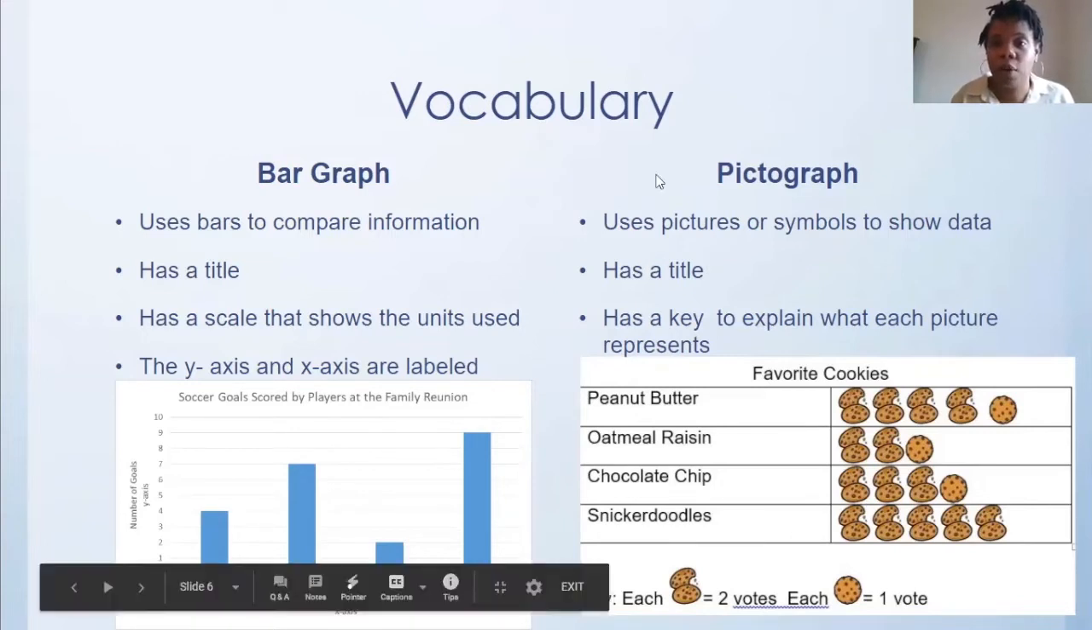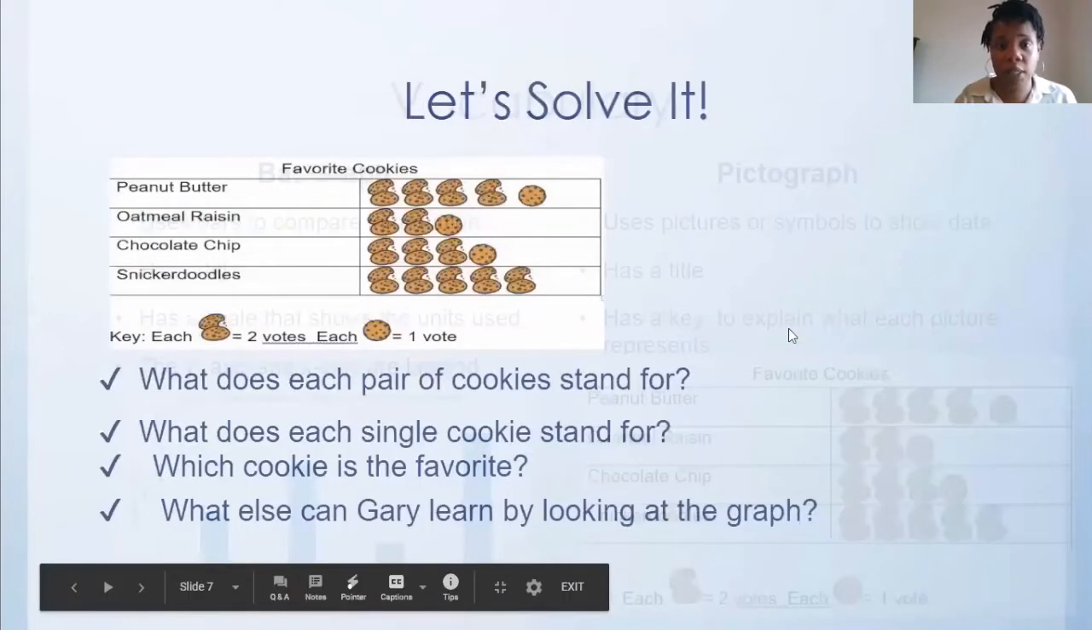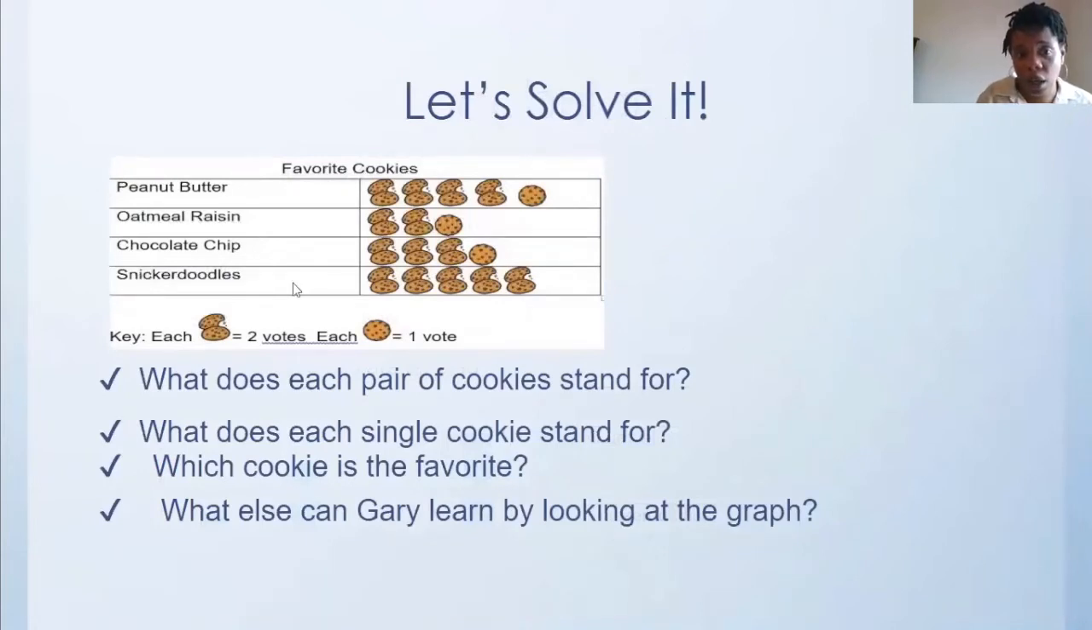Now when we look at a pictograph, a pictograph uses pictures or symbols to show data. It also has a title, and it has a key to explain what each picture represents. In a pictograph, the key is important. Here with the family's favorite cookies, we see that each pair of cookies equals 2 votes, and each single cookie represents 1 vote. I need to know that to be able to interpret the data on the pictograph.